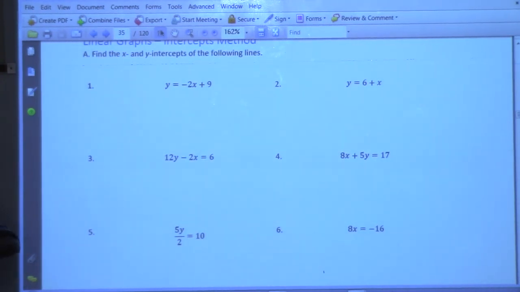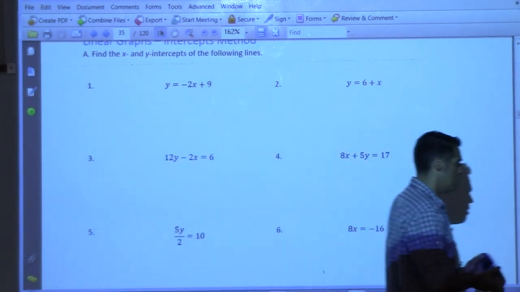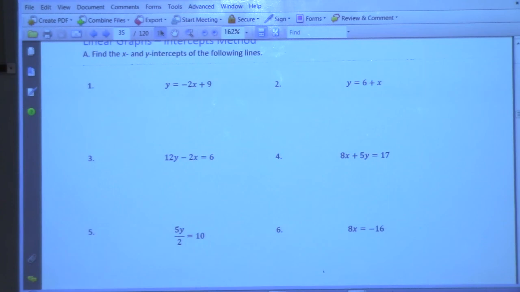Then after that, you'll have about another 10 minutes to talk to one another. If you have a question while you're doing this, want me to check something, go ahead. If you finish, turn it in. You can go. Any questions on what you're doing? All right. And we'll do the other method next class.